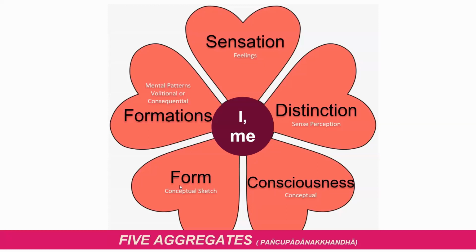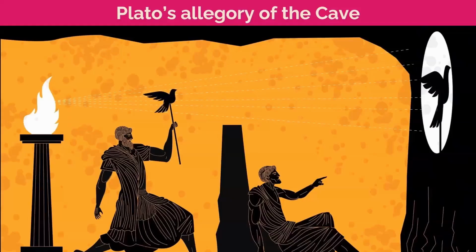So the first aggregate that I'm going to talk about is the aggregate of form. I have put a conceptual sketch there. So let's see what form is. But before telling what form is, the easiest way to identify form is to understand Plato's allegory of the cave. Now that's a wonderful allegory.